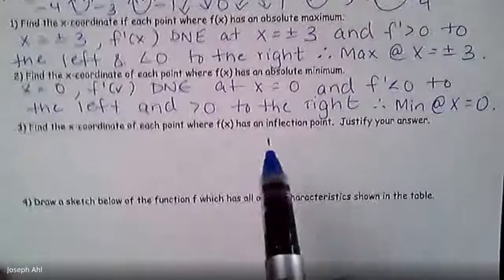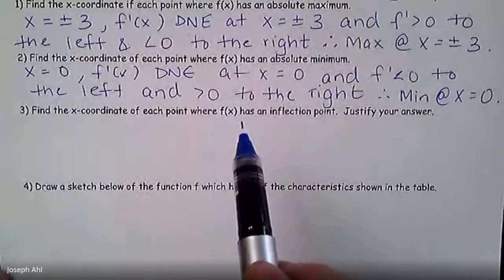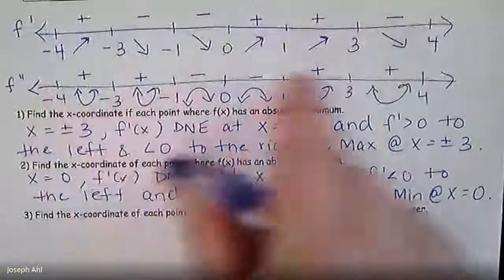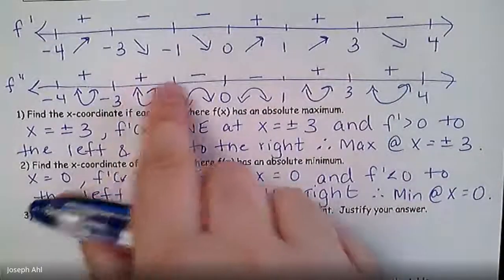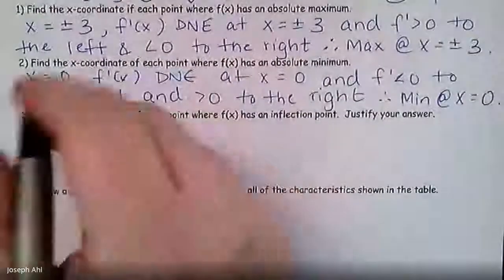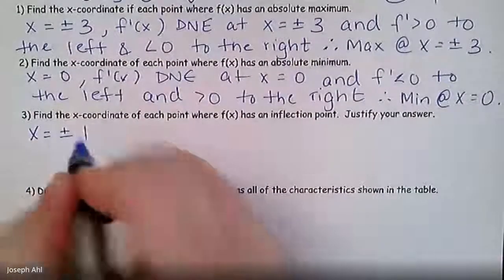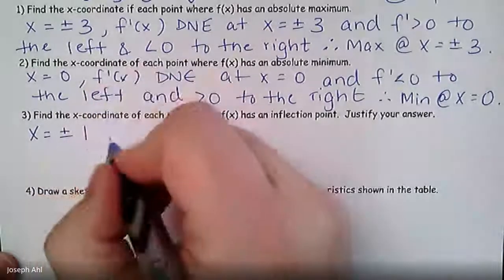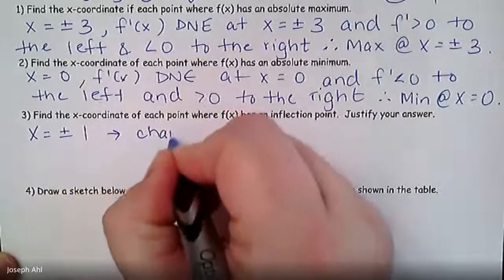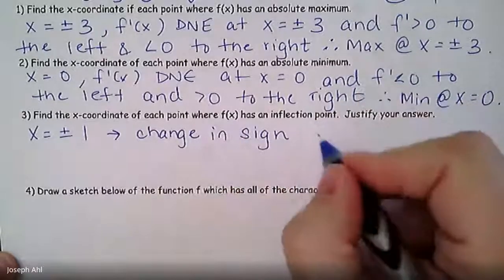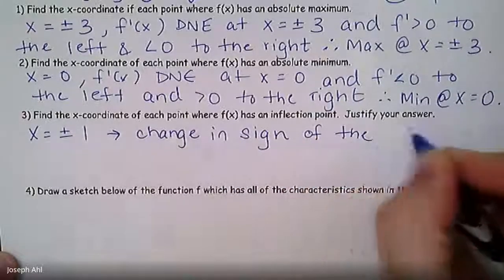And then we're moving on to inflection points, okay? The x-coordinates where we have points of inflection. So now to justify our answers here, we're going to, of course, use the second derivative test. It's where we're changing from positive to negative or negative to positive, which, of course, in this case occurs at plus and minus 1. So x equals plus or minus 1 are the x values where we have inflection points. And the justification is when we have a change in sign of the second derivative.